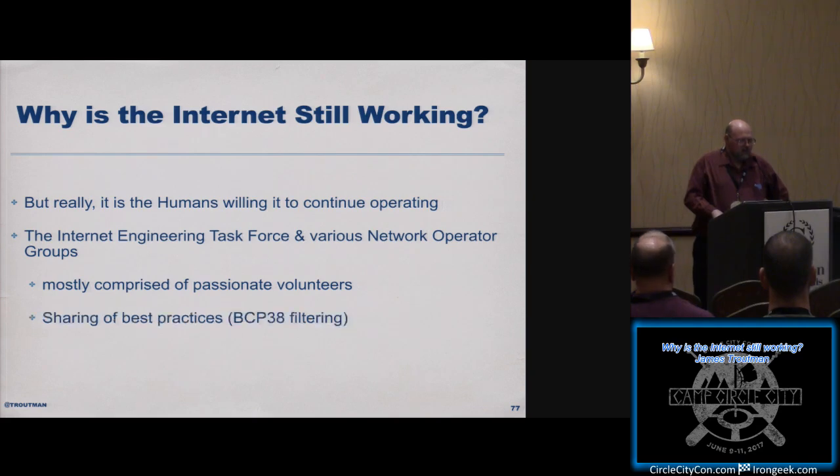So because of those folks and the conferences that they run, sharing of best practices, things like BCP 38, look it up. It's in the bibliography here. And they invent and deploy new solutions to problems, and really that's what's kept the internet functional these last 20 years.